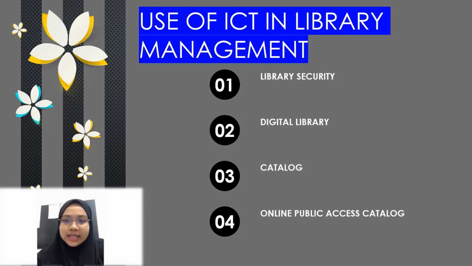And the last is online public access catalog, OPAC. ICT has revolutionized the practice of cataloging in the library. Using OPAC, users can see the holdings of the library's collection, and it reduces the cost of maintaining a library catalog. OPAC is the easiest way to get information on collections, weekly new arrivals, and other recent additions to the libraries.